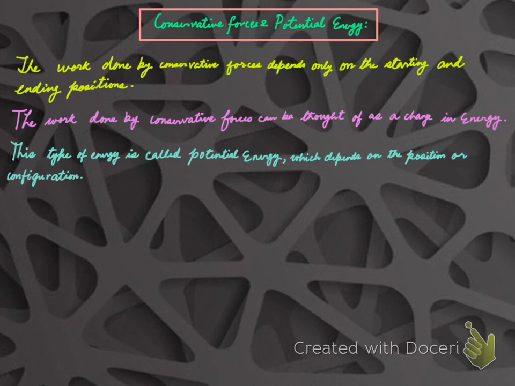The position of the object, typically with gravitational forces: when you're in different places, at different heights, you have different amounts of gravitational potential energy. Or configuration, when you think of a spring. If a spring is stretched or compressed, it has potential energy. The variable that we use for potential energy is PE.